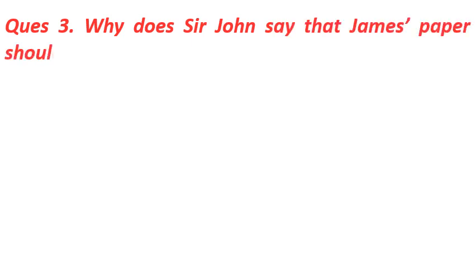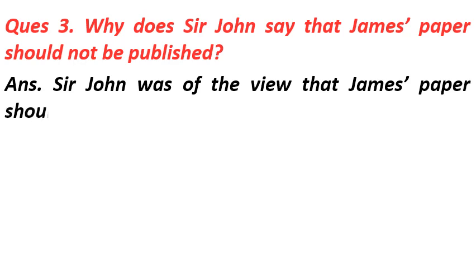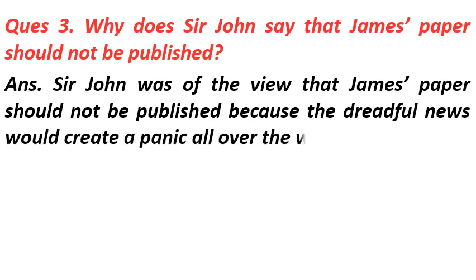Question number 3 is, why does Sir John say that James' paper should not be published? The answer is, Sir John was of the view that James' paper should not be published because the dreadful news would create a panic all over the world.